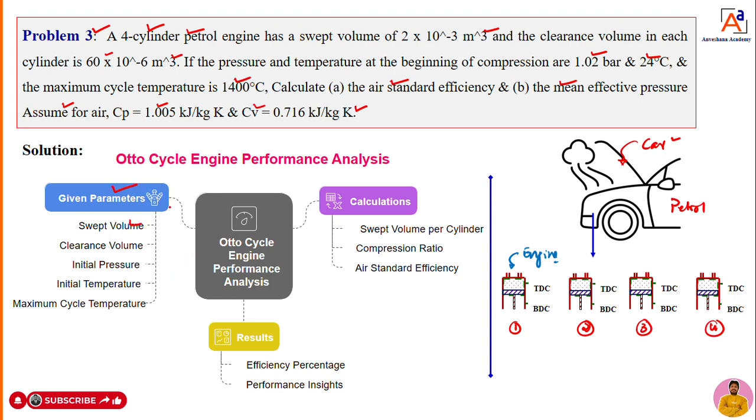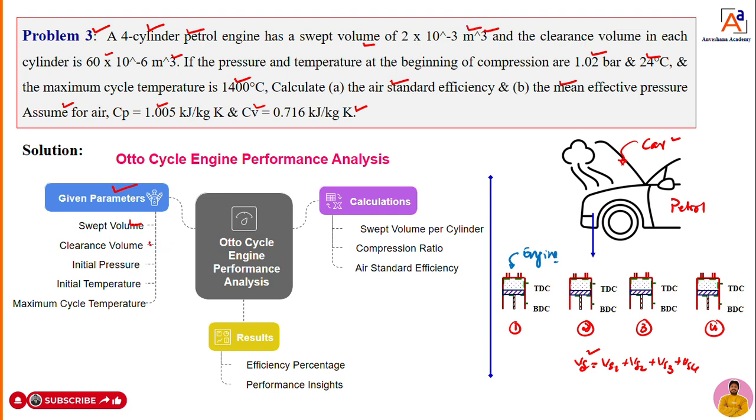What is swept volume? He has given, for the 4-cylinder petrol engine, the swept volume for the whole engine. That means the swept volume of cylinder 1, plus swept volume of cylinder 2, plus swept volume of cylinder 3, plus swept volume of cylinder 4. When you add the swept volumes of all 4 cylinders, you get the total swept volume. But he has given the total swept volume.